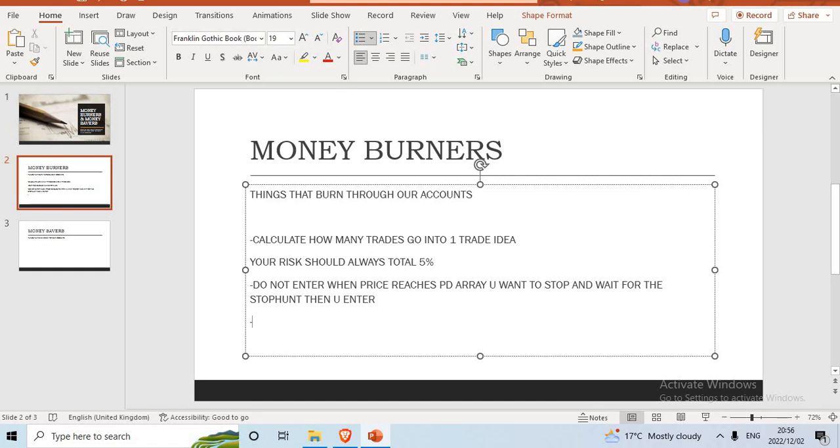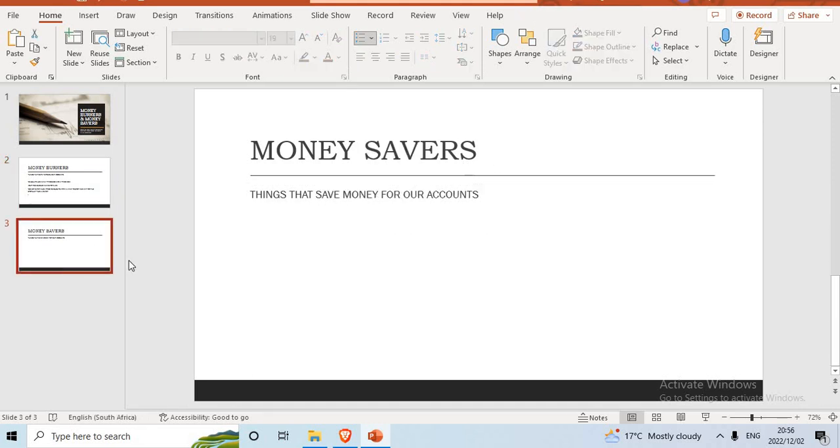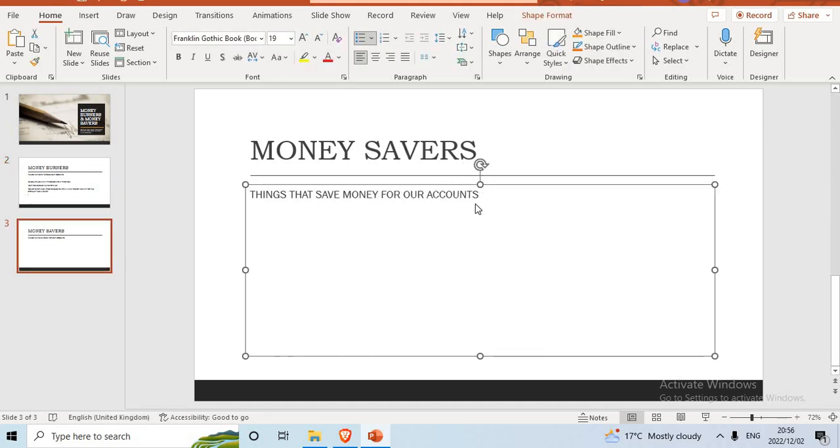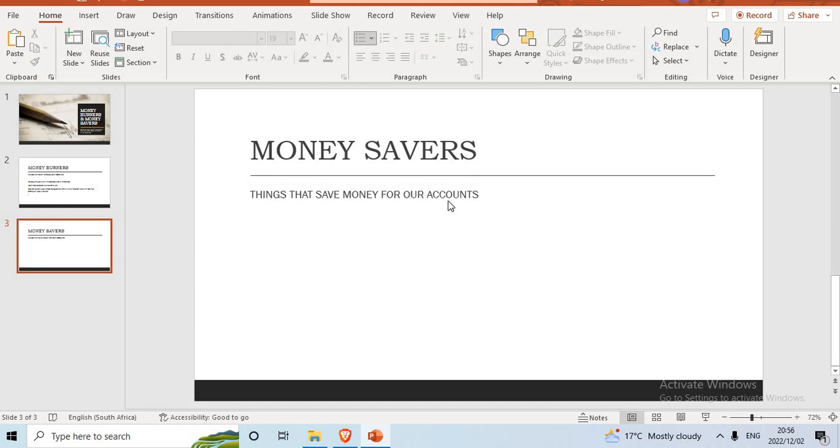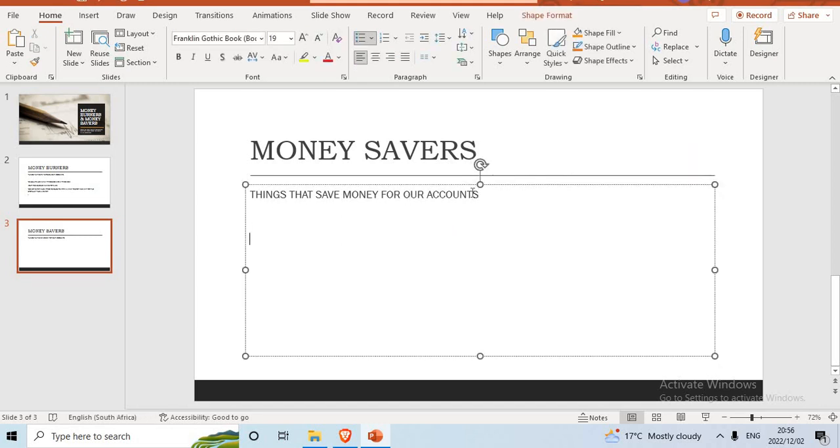Another thing that I noticed, and this is part of money savers, so let's go to money savers. Another thing that I noticed that saves money is having a winner's mentality every week. Tell yourself mentally that you're going to win. Envision your trades and make sure that you know you're doing the work and you're motivating yourself. So having a winner's mentality first, that's a huge money saver. That will save you a lot of money and time.